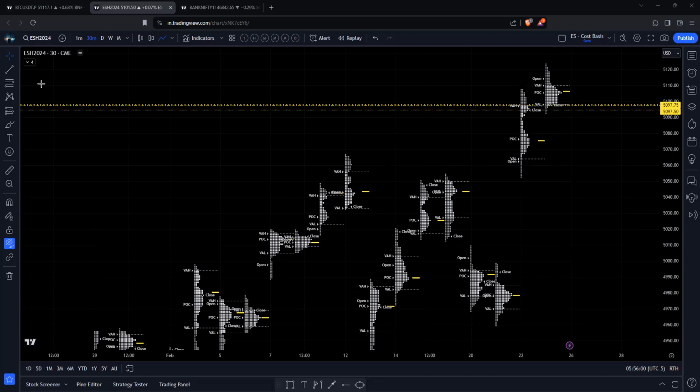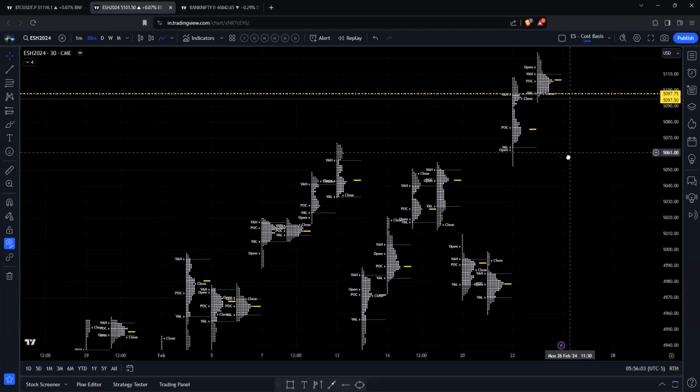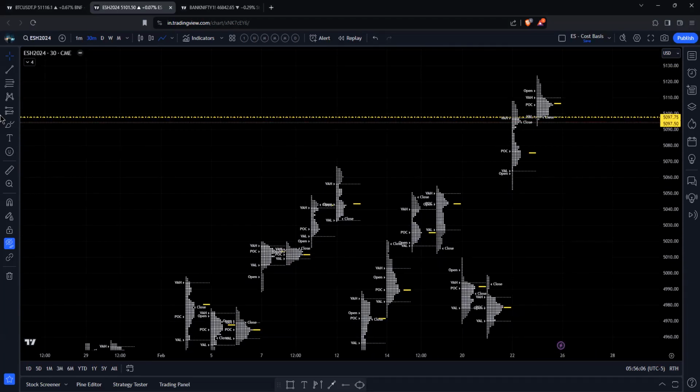Okay, so what's next? What are the things which I'm looking at? There are a couple of scenarios which I'm clearly looking at. First is we have a single print around the 5090 level and a lot of trapped shorts below the 5090 level. So the first auction path which I'm looking for is price to not break this level, and I'm looking for further continuation higher, taking out the high which was developed on Friday, and see further continuation.